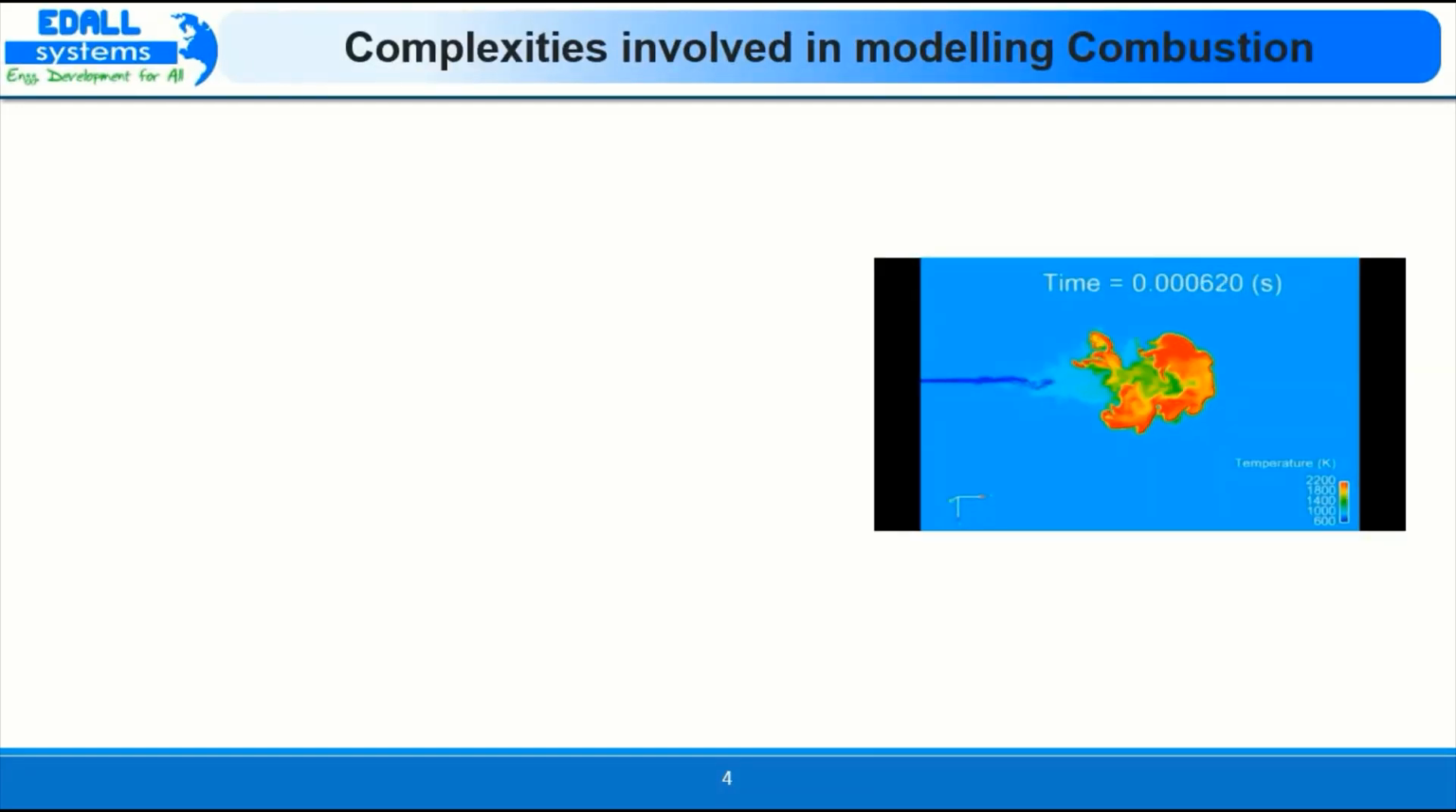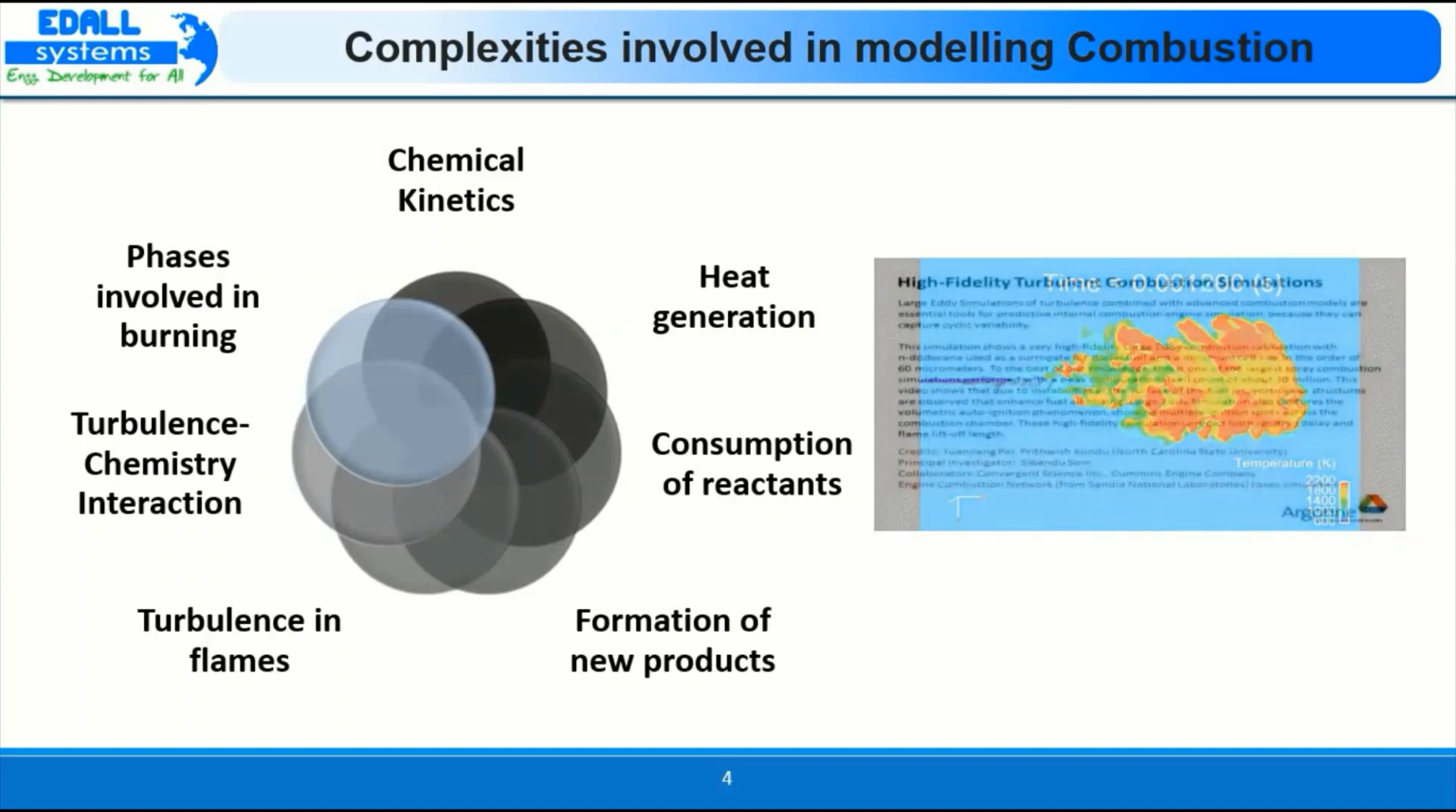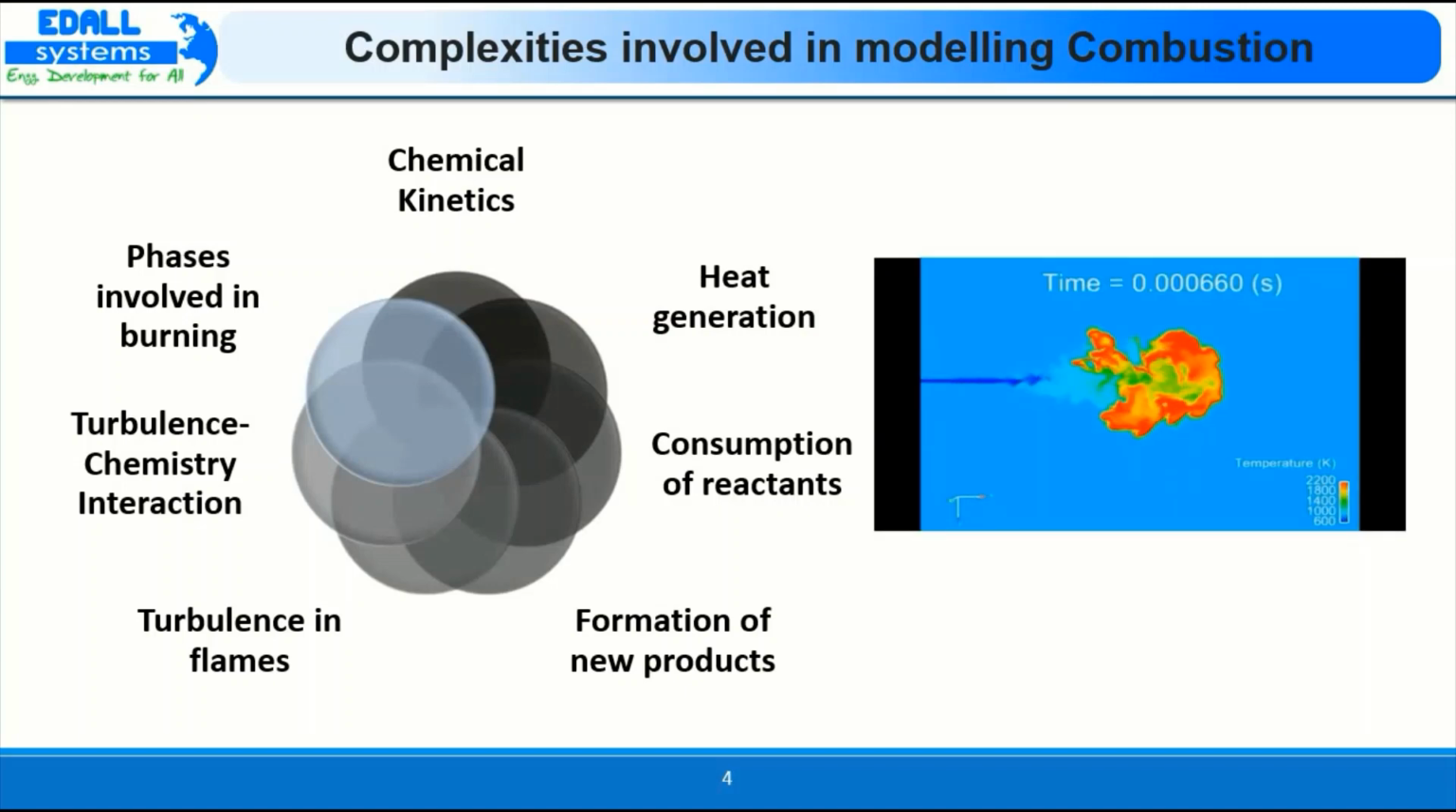validated. So what are the complexities involved when we deal with a combustion problem? As it is a combustion problem, there will be fuel and oxidizer. So chemical species are there. So chemical kinetics will be a part of a combustion problem. Heat is generated at the same time, reactants are getting consumed and new products are formed. Turbulence is generated when the flame is propagating in the domain. Turbulence is interacting with chemistry and vice versa. Phases are getting changed from liquid to gas or maybe gas to liquid. So all these things are involved when we are dealing with a combustion problem.